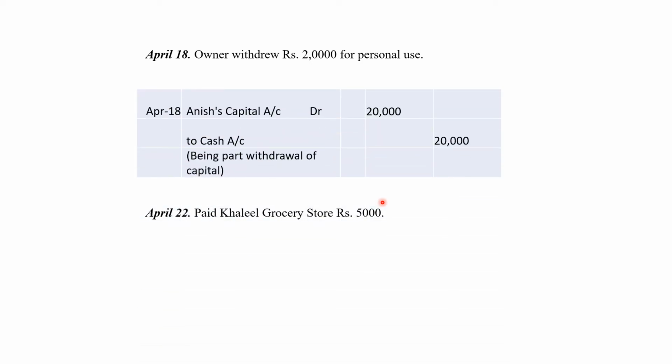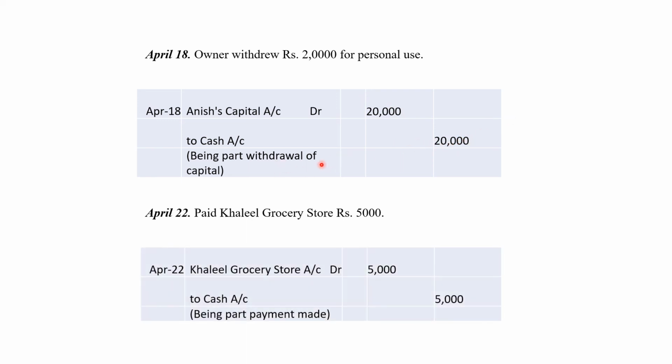As you can see, for this we have Anish who had withdrawn the capital of 20,000. We have Anish's capital account debtor 20,000 to cash account 20,000 being part withdrawal of capital, and Khalil's grocery account debtor 5,000 to cash account being part payment made. So 5,000 was not the total amount of goods that we had taken from him. It might have been 12,000 or so. So we right now have paid off 5,000 of it. So to cash account.